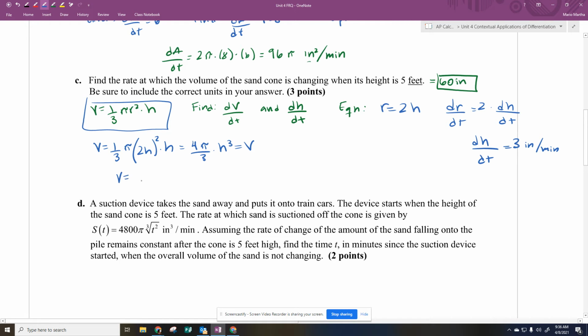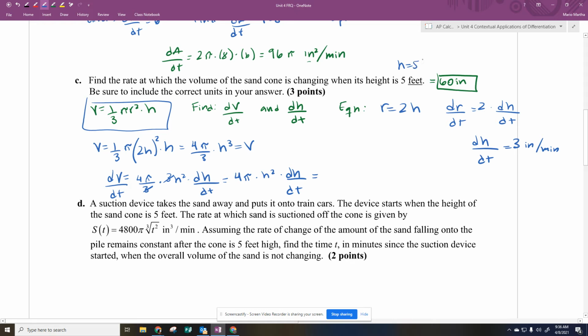So if you take the derivative, dV/dt equals 4 pi over 3, which are constants, times the derivative of h cubed, which is 3h squared times dh/dt. The 3 goes away with that, and you're just left with 4 pi times the height squared times dh/dt.